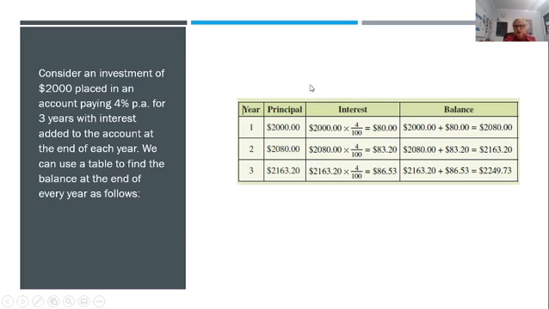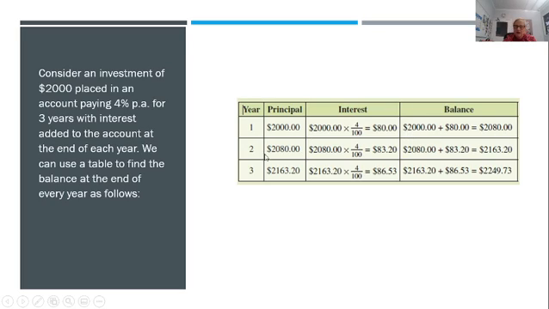So let's look at it first of all in table form. Consider an investment of $2,000. You put it in an account which is paying 4% per annum, which is per year, for 3 years. You have to leave it in there, with the interest added to the account at the end of each year. Right, so first year, you've got your $2,000, you times it by 4 divided by 100, and you get $80. So we add our $80 on and we get $2,080.